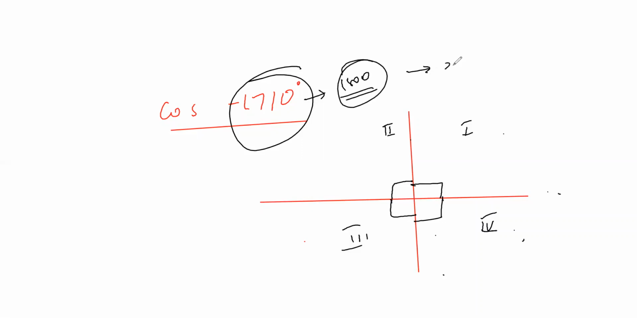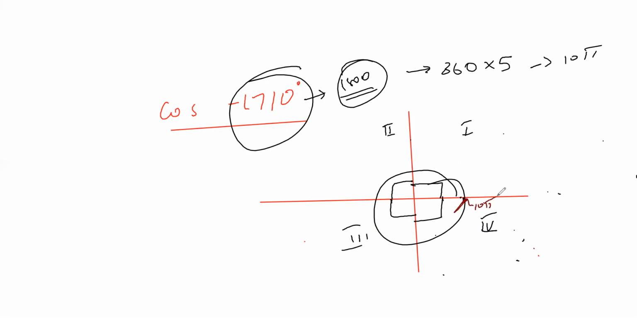That is nothing but 360 into 5 times, correct? 1800, which means it's actually equal to 10 pi. So if it's 10 pi, 2 pi will come up to this point, 4 pi again here, then 8 pi, then 10 pi will come here, this particular point.